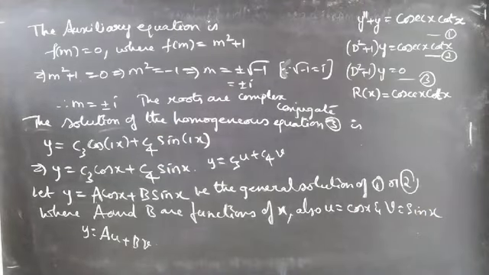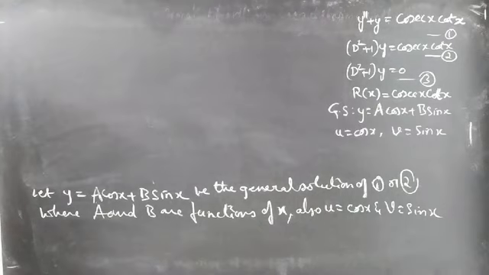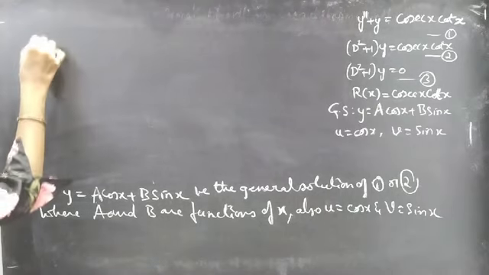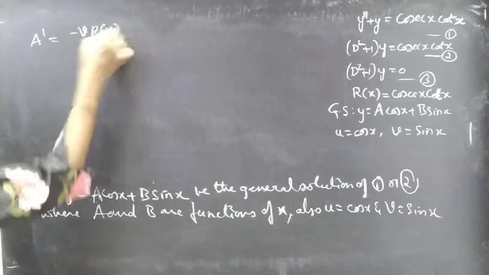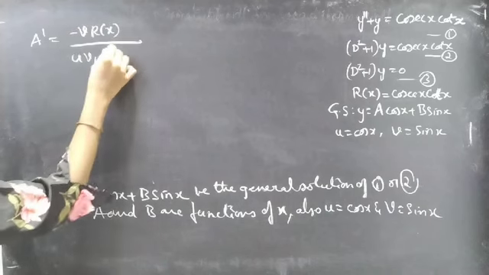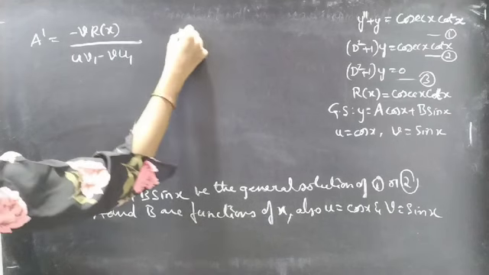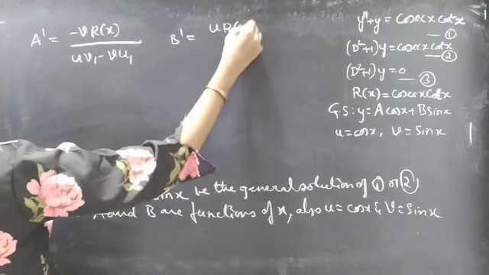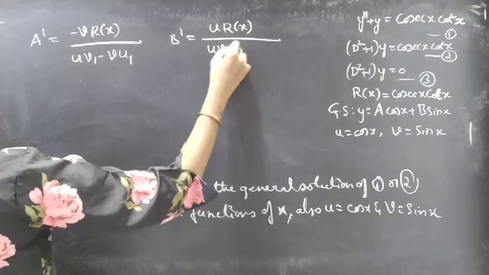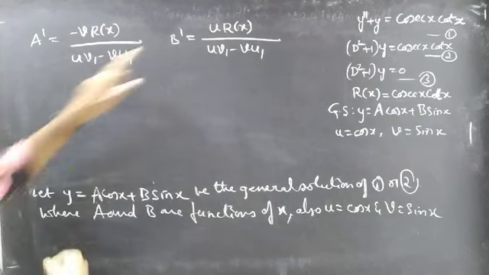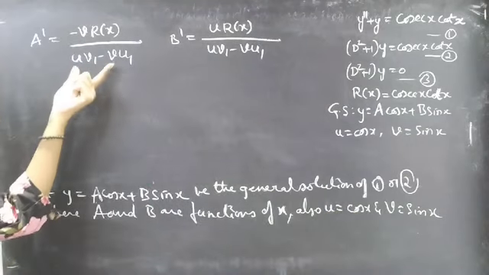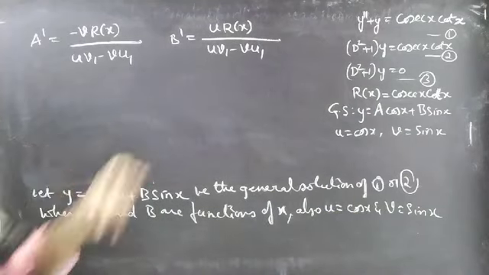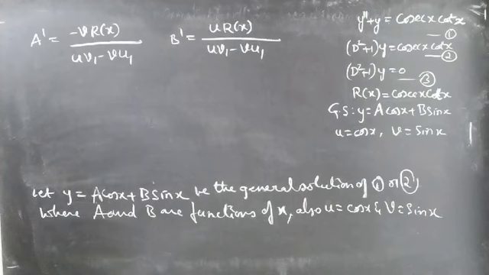Now we need to find a and b. Here we will find a dash using the formula a dash equals minus v into r of x by uv1 minus vu1, and we'll find b dash using u into r of x by uv1 minus vu1. We have u and v, and r of x is cosecant x cot x. Now we need to find uv1 minus vu1 because it exists in both formulae. So firstly, let's begin with uv1 minus vu1.